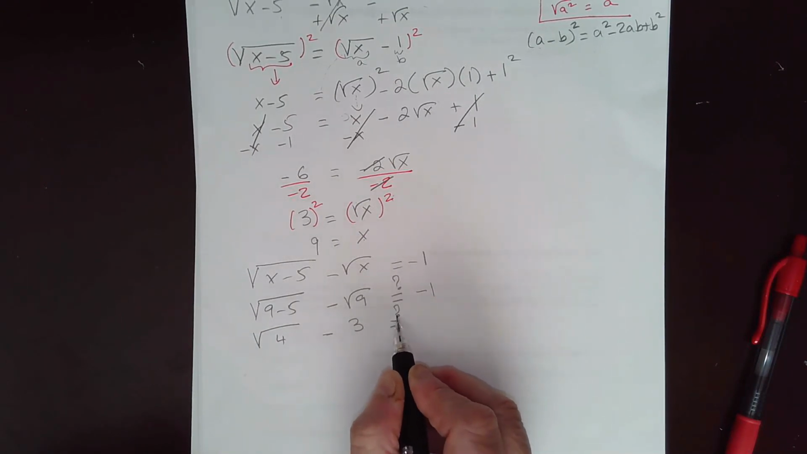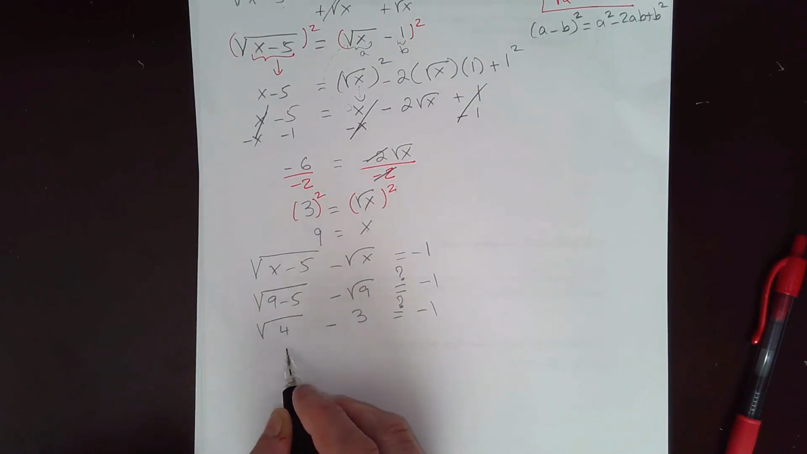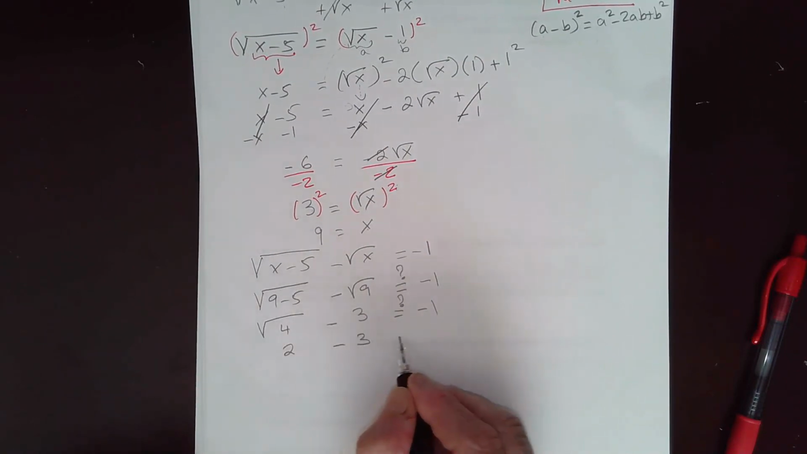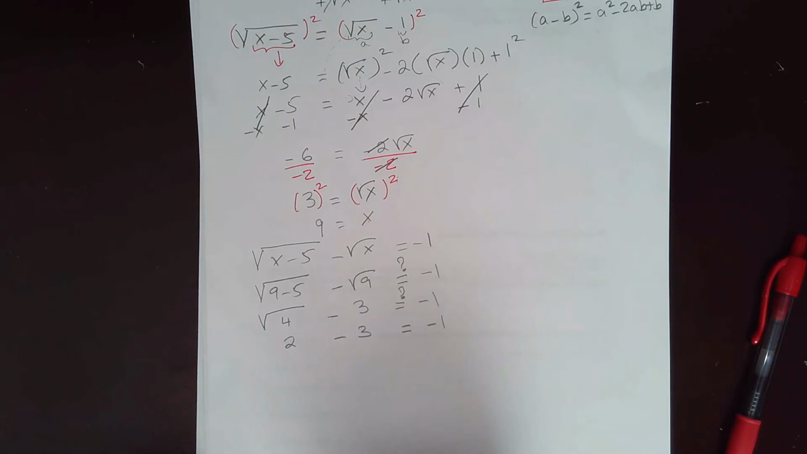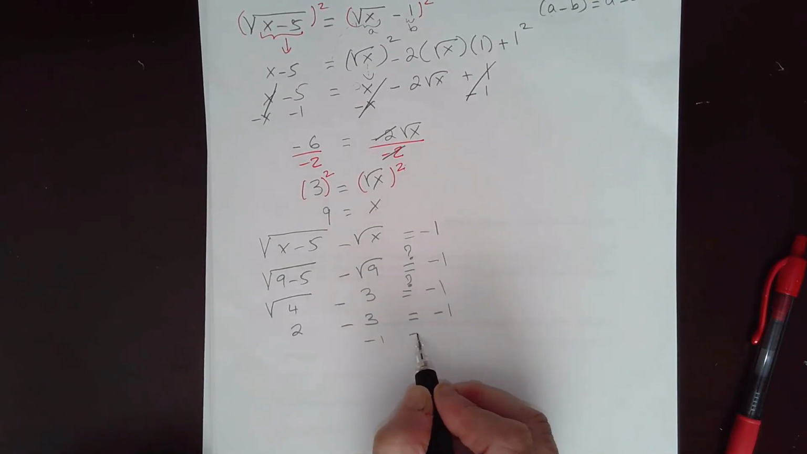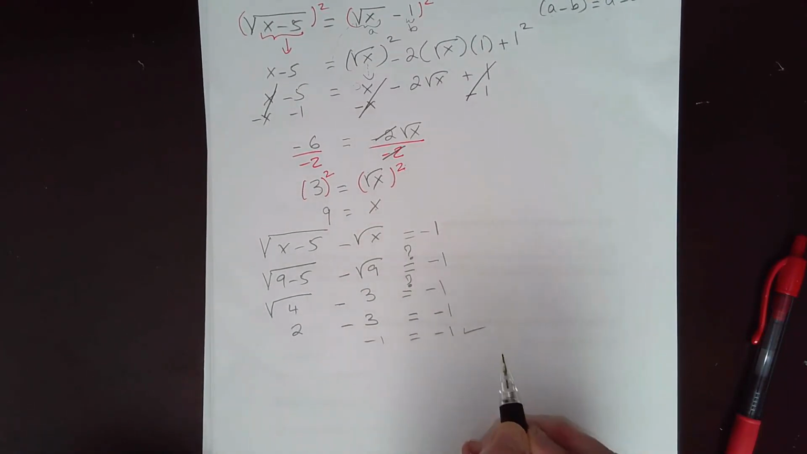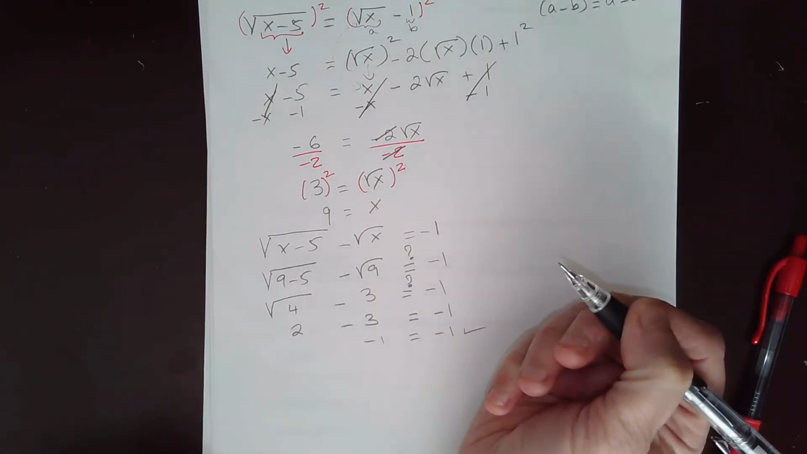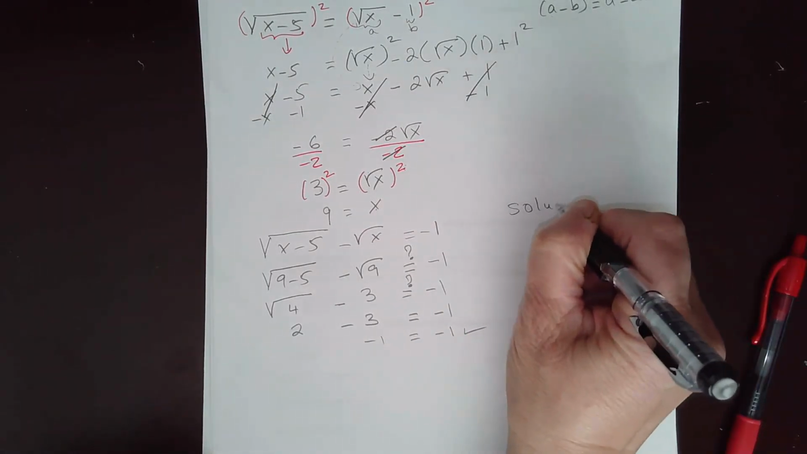Again, I need to find out if they're equal. Square root of 4 is 2. 2 minus 3. And yes, they are equal. 2 minus 3 is negative 1. Negative 1 equal to negative 1. So the solution is 9. So that is your solution.